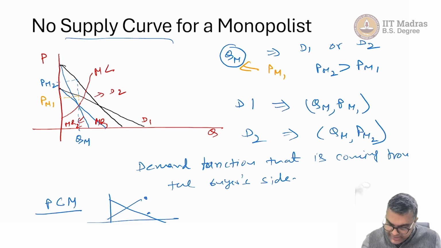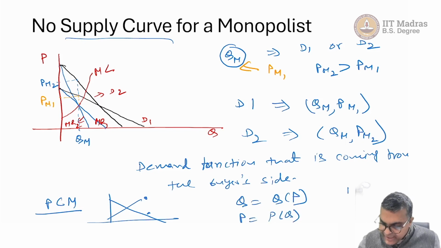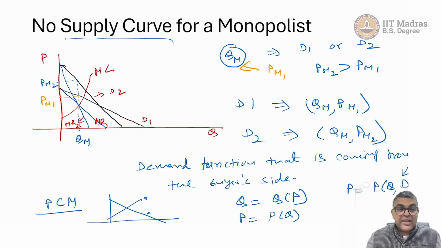So here we cannot simply say Q is a function of P or P is a function of Q. In fact, P is not just a function of Q, but it is also a function of the whole demand curve, not just a point, but the whole demand curve. And therefore, we can say that a monopolist doesn't have a supply curve. That is a big difference that you should keep in mind, and it's not required also.